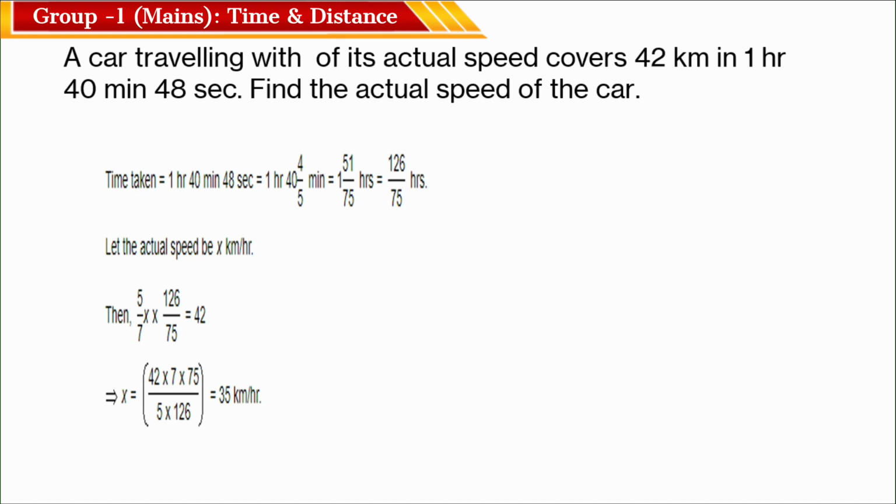A car traveling with its actual speed covers 42 kilometers in 1 hour 40 minutes 48 seconds. 42 kilometers in 1 hour 40 minutes 48 seconds. Then find the actual speed of the car. Okay. So here, what is the given information?